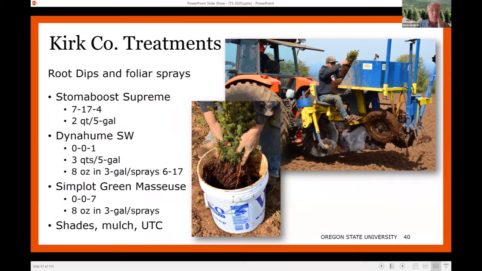We also had a product called Green Masui, however that's pronounced, again sort of a high phosphorus spray over the top. We used shade, and we added a treatment of mulch, basically wood chips around the base of the trees. So it had a lot more root dips and sprays and some other treatments with the mulch and shade.